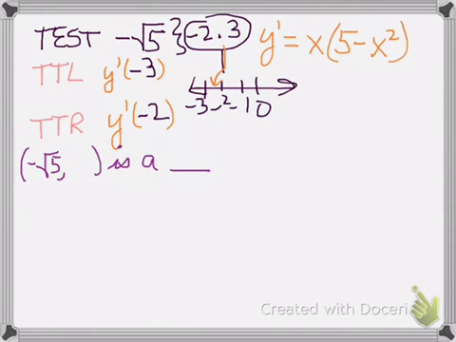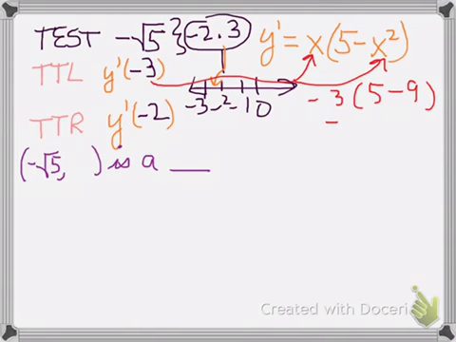So now we're going to do the first derivative test again. So we're going to put negative 3 into the derivative. If we put a negative 3 here, negative 3 here, we're going to get a negative 3. Negative 3 squared is 9. 5 minus 9 is a negative. So we're going to get a negative times a negative, which will result in a positive value. Getting kind of messy here.